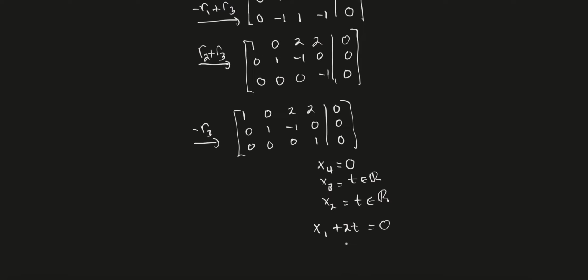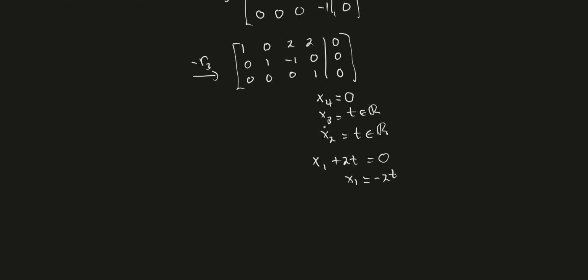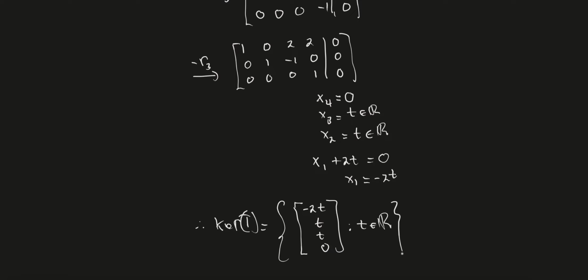So this means that x1 has to be negative 2t. All right, so we realize that it's not just the 0 vector that will work. In fact, we have infinitely many vectors in the kernel of this transformation. So therefore, the kernel of T is this set. I'll write my vector as a column, so it's every vector of this form: negative 2t, t, t, and 0, where t is any real number.